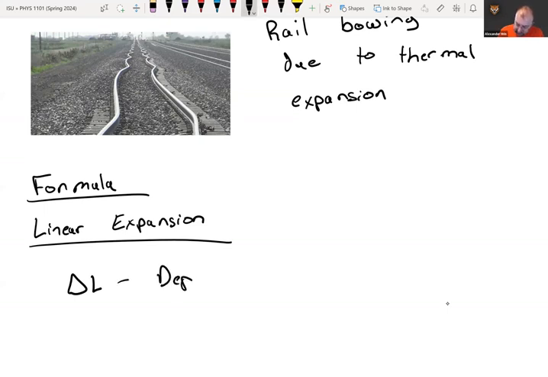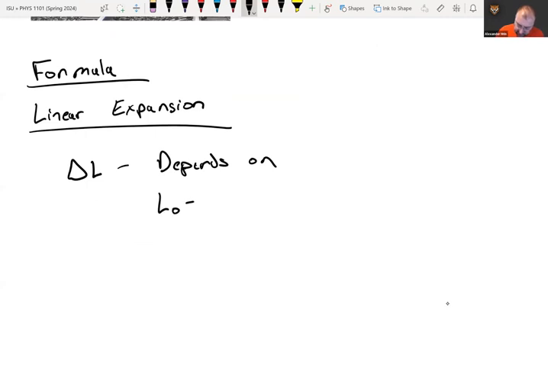So we'll actually list those. It depends on, one, the original length. We call that L0. The idea here is that thermal expansion operates on a percentage of the material that's present. So basically a material expands by a certain percentage. What this means is that how much absolute expansion you get depends on how much you started with. So this is the original length of the object.